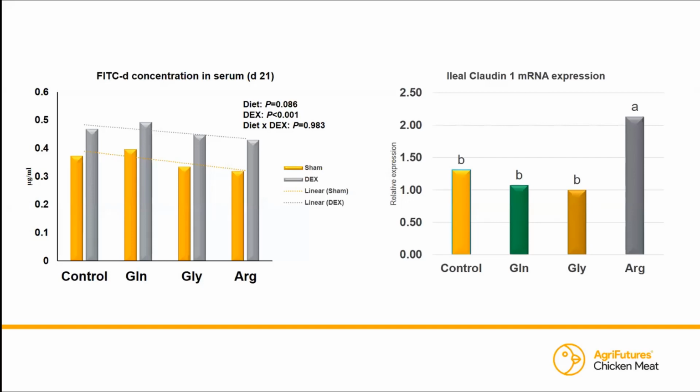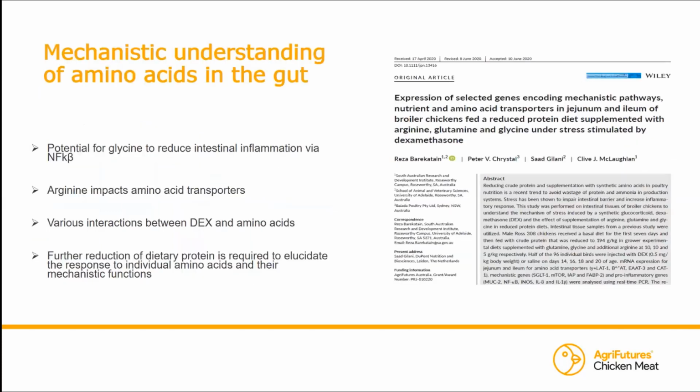Again, on the gut permeability side of things, we didn't see any statistically significant impact, but there was certainly a tendency to improve and actually reduce the gut leakage in the birds that had a higher concentration of arginine, and this was associated with a higher expression of claudin 1 as one of the barrier-forming tight junctions. That convinced us to do some more gene expression studies, more mechanistic studies, to see whether there is potential for these amino acids to impact the intestinal inflammation itself.